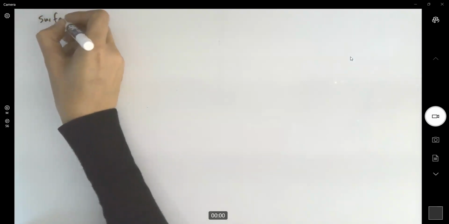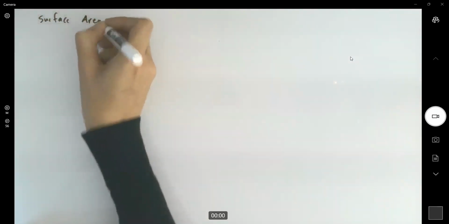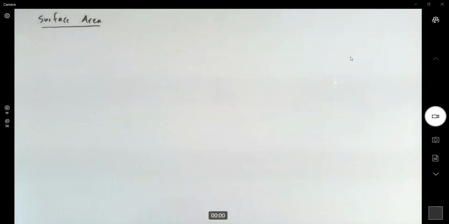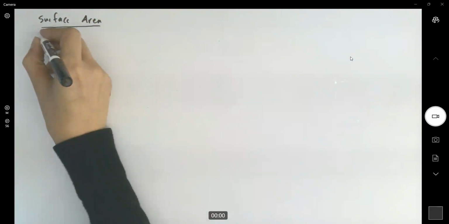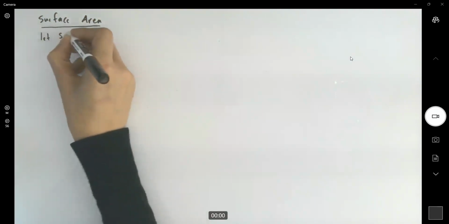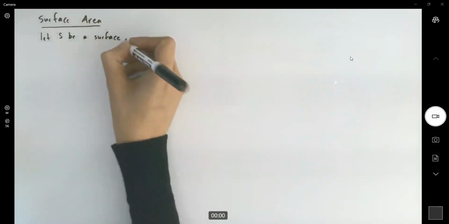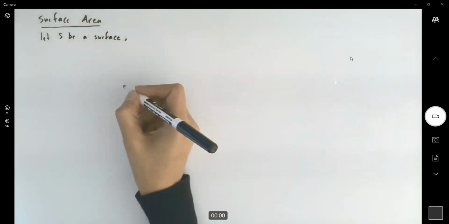Surface area. How do we get to the formula? So suppose you have a surface like S. And suppose R is the shadow of the region in the plane beneath it.